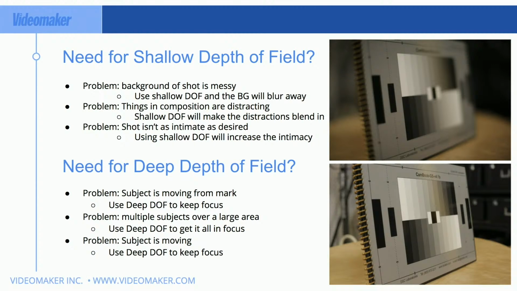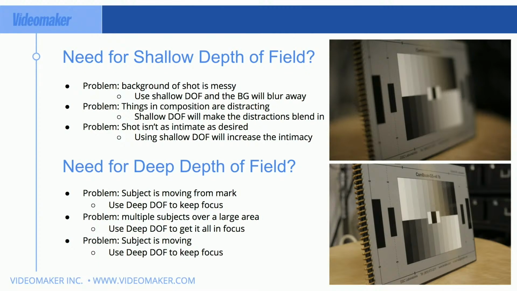Here's another problem. Things in composition are distracting. So maybe there's something that's moving. Maybe it's something you can't control. It's a 5-year-old in the background and he's picking his nose. Who knows what it is, but you're using it to select what the viewer can see.